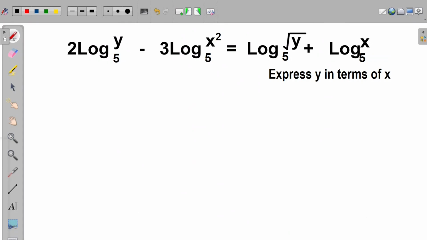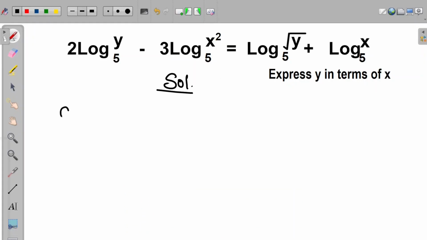Hello everyone. In this equation, we are asked to express y in terms of x, given that 2 log y to base 5 minus 3 log x squared to base 5 is equal to log root of y to base 5 plus log x to base 5.